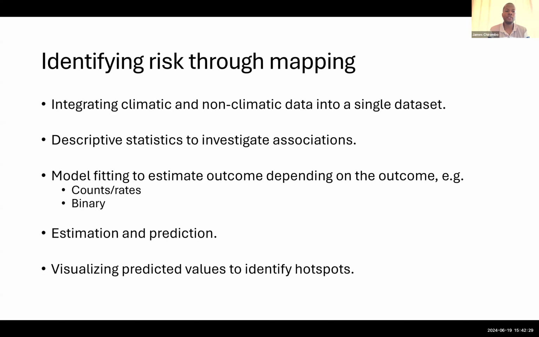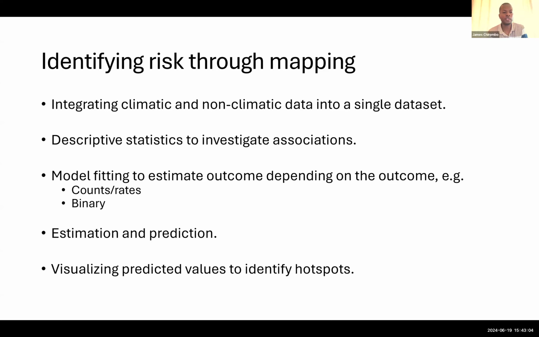In addition to the descriptive statistics, the next thing really is to dig deeper and to understand how your disease outcome is changing depending on the other data sets that I've talked about. So if it's malaria, for example, how is malaria incidence changing with changing temperature patterns, changing rainfall patterns, or changing population density, and so on. So you can build that into a model.